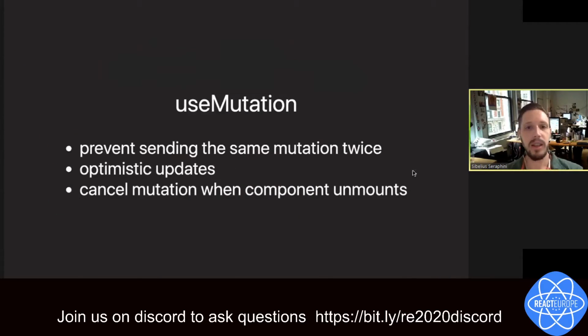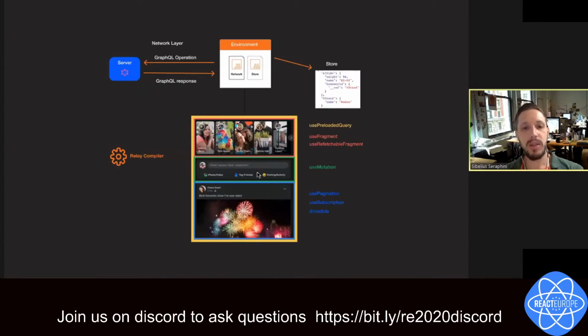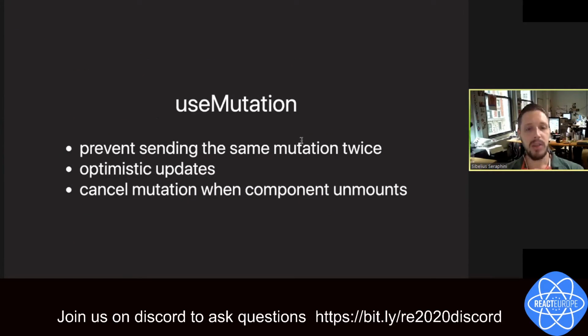Let's see again. We have use mutation. When you write a new post on Facebook, they're probably going to do a use mutation. This is going to send the new post to the server, and then after the mutation is executed, it's going to update the UI locally for you. Use mutation is going to prevent you from sending the same mutation twice. So if the user keeps clicking on send post, you won't have two posts in your application.